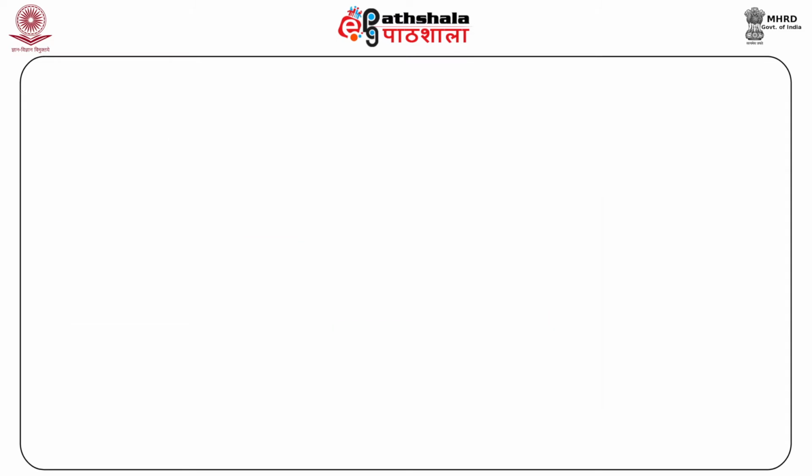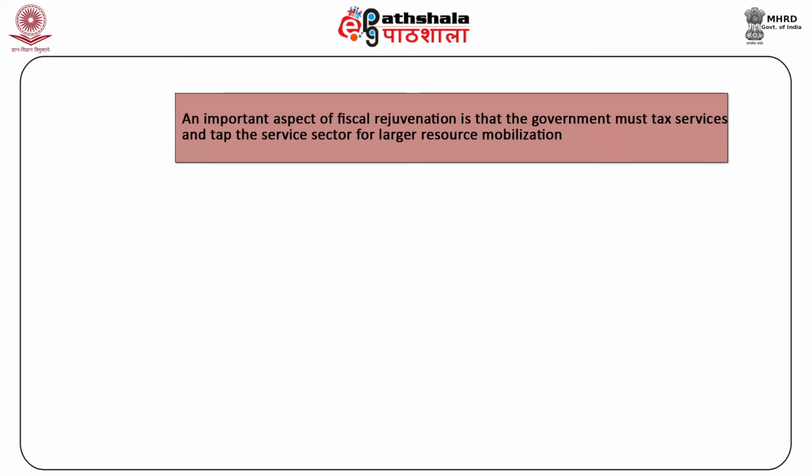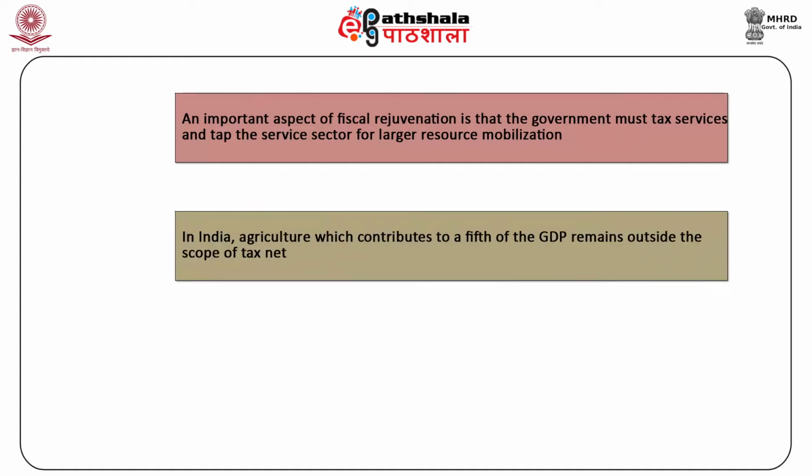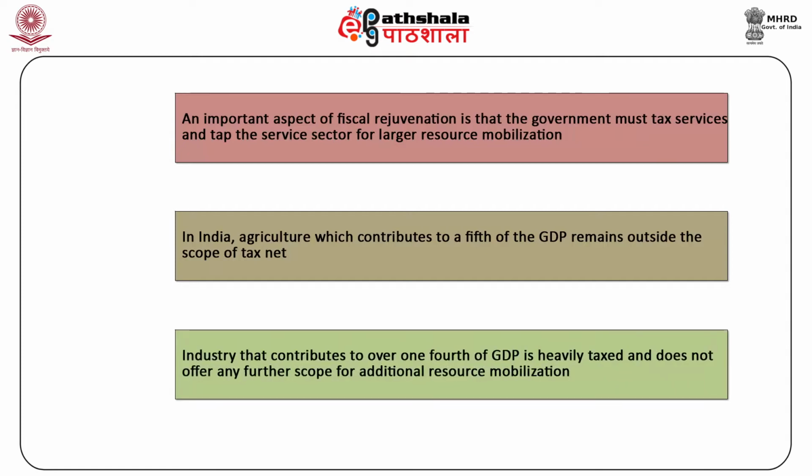Taxing services. An important aspect of fiscal rejuvenation is that the government must tax services and tap the service sector for large resource mobilization. In India, agriculture, which contributes to a fifth of the GDP, remains outside the scope of the tax net. Industry that contributes to over one fourth of GDP is heavily taxed and does not offer any further scope for additional resource mobilization.